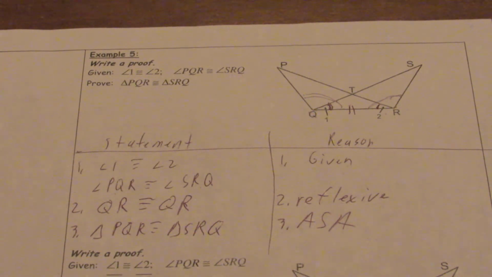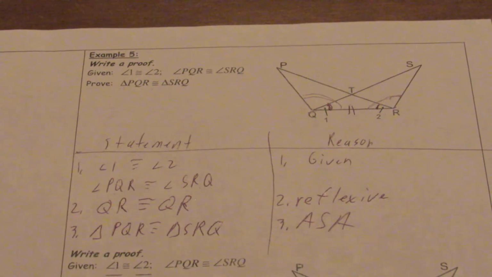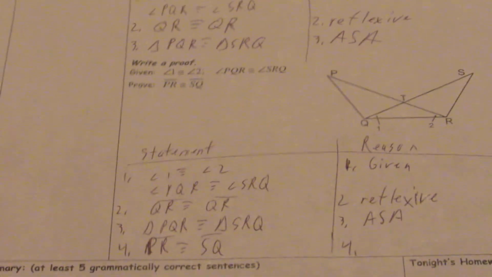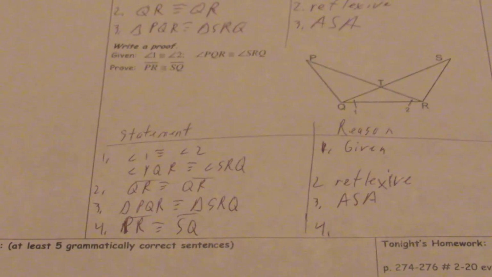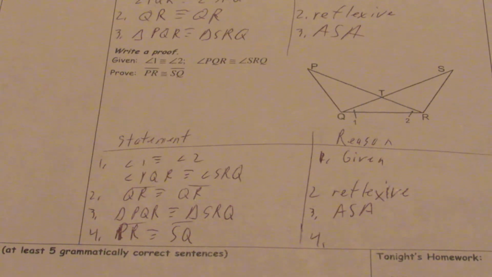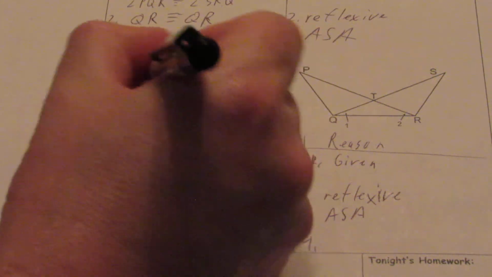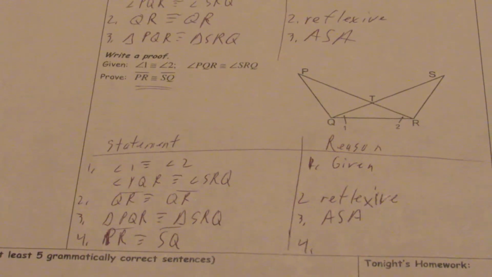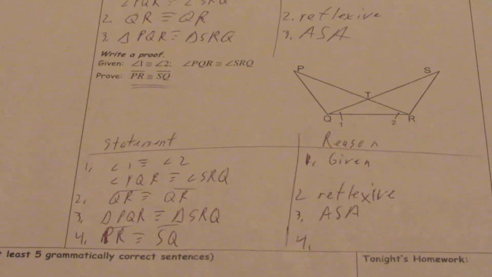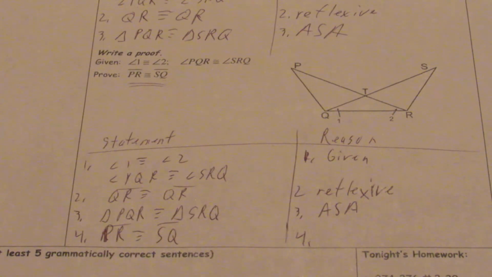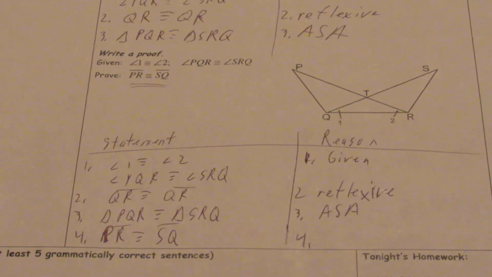The next one is on here to lead us into our last lesson of the chapter, 5-7. Or the last one we'll be doing. I think we skipped a section. If you notice, the only difference in this proof is what I'm trying to prove. Instead of proving the triangles congruent, I'm trying to prove 2 sides congruent. This is what we're going to be getting into tomorrow.